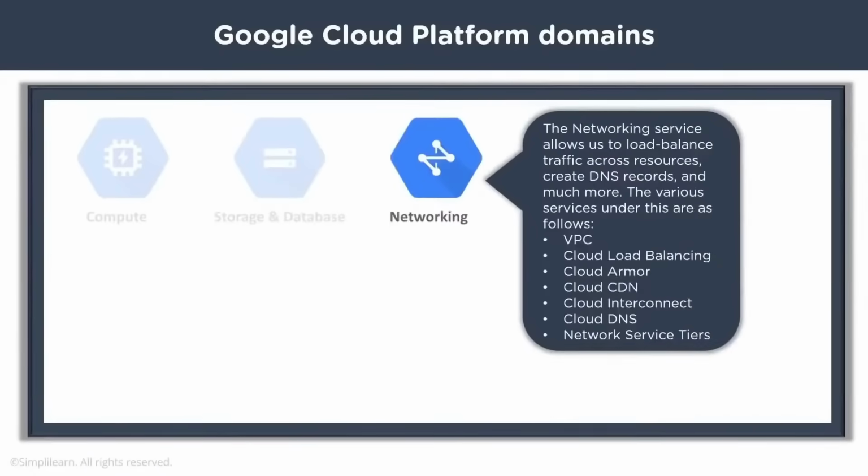When we talk about networking, the networking service allows us to load balance traffic across resources. As I mentioned earlier, resources could be the different resources which you would be using from a cloud platform, such as your devices, your instances, memory optimized or CPU optimized instances, or other resources, creating DNS records, and much more. Various services under this are VPC, that stands for Virtual Private Cloud. You have Cloud Load Balancing, Cloud Armor, Cloud CDN. You have Cloud Interconnect, DNS, and Network Service Tiers.